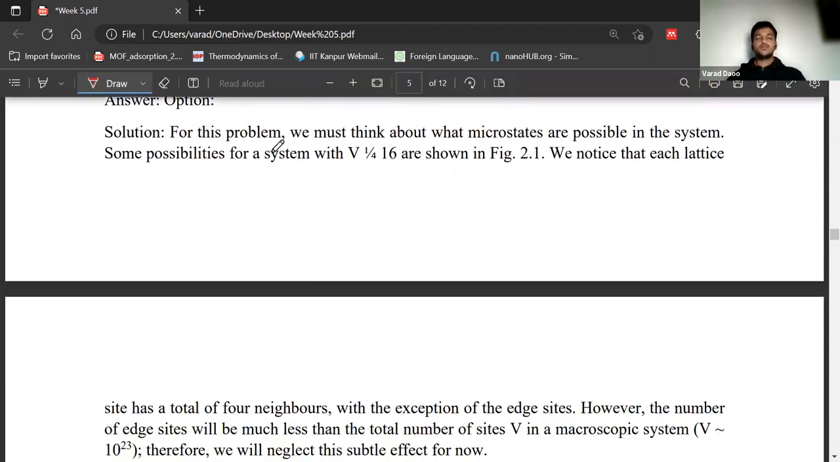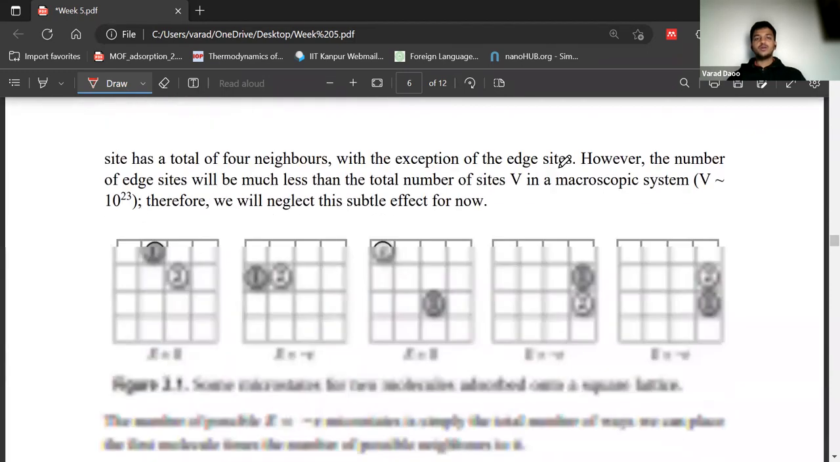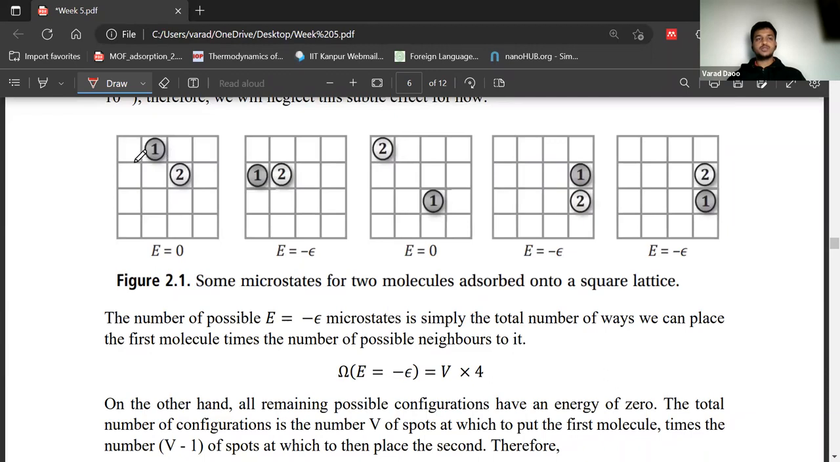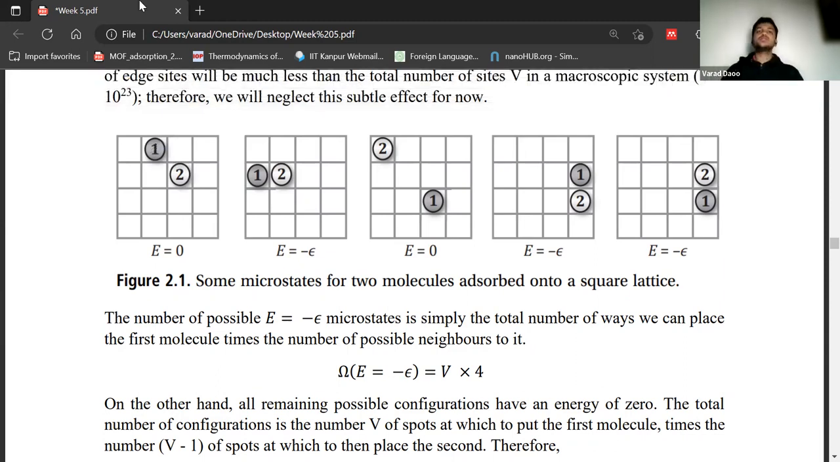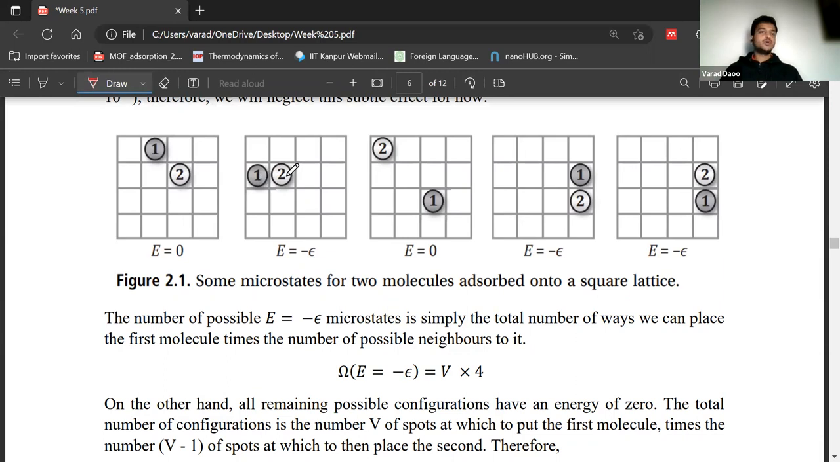So for both of these problems, we must think about what microstates are possible in the system. Some possibilities for a system with V sites are shown in figure 12, right? So these are the possible microstates. This is the lattice. The square points represent the lattice, and these are the molecules. One represents the first molecule, two represents the second molecule. Like it said, if molecules are adjacent, the energy of interaction is minus epsilon. So we can have an energy of interaction minus epsilon here.